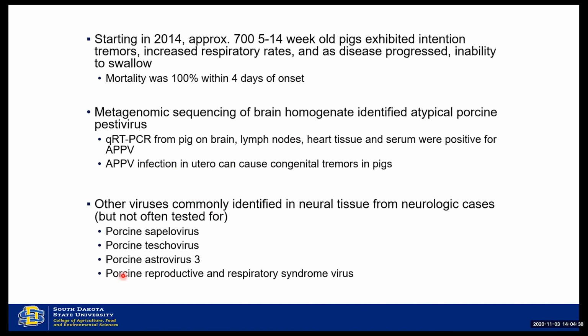But down below are a number of viruses that we commonly find in neurological disease, including in South Dakota: saplovirus, teschovirus, astrovirus 3, and PRRS. Again, a lot of these viruses we don't typically test for. The saplo, tescho, and astrovirus are fairly rare in terms of us identifying them in diagnostic cases. So really the metagenomic sequencing is nice because we don't need to know what we're looking for.